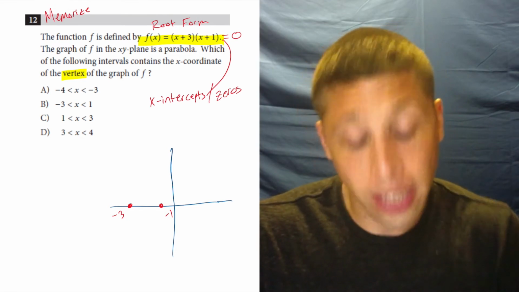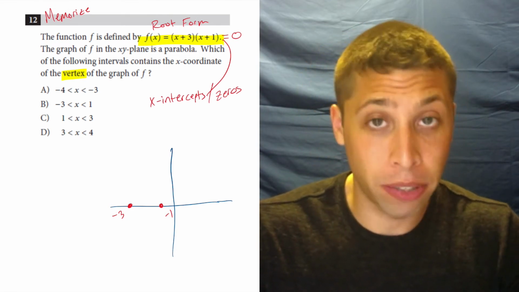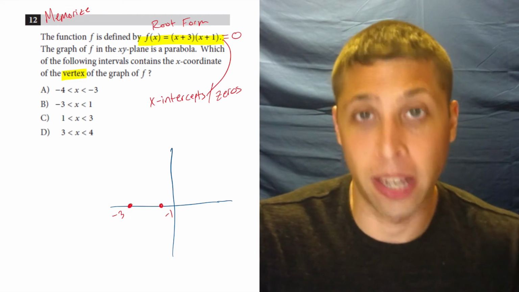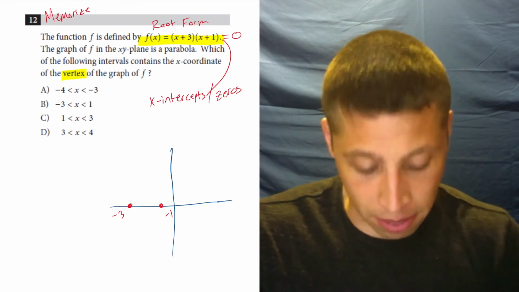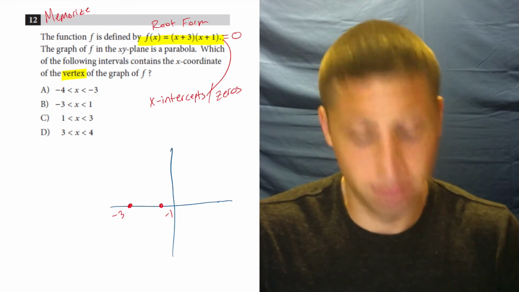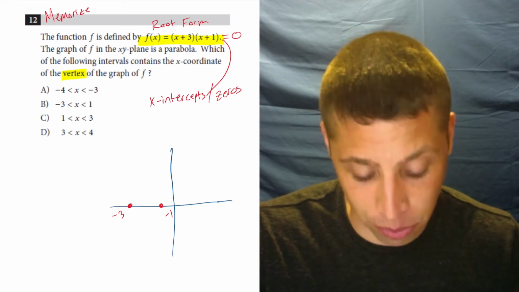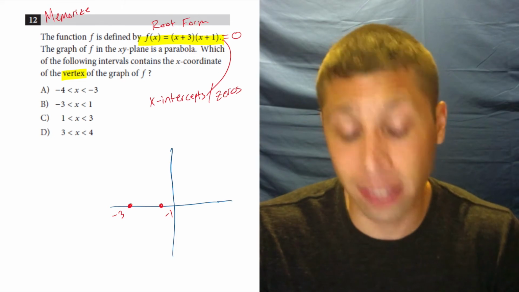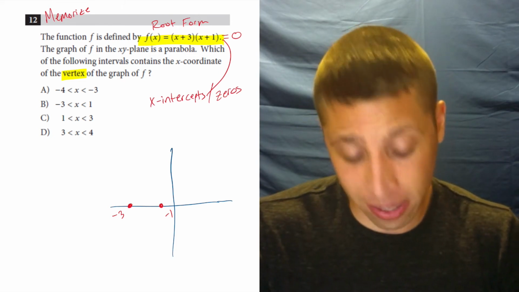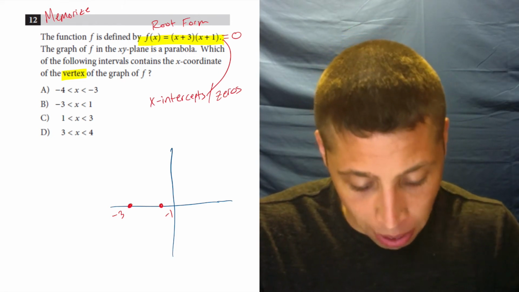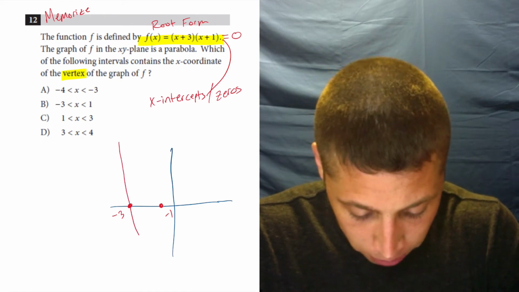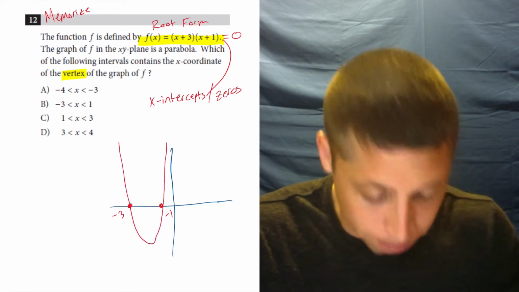Right? Because if we plug -3 into that equation, -3 plus 3 is 0, and then 0 times anything makes the whole equation 0. Same thing with -1. -1 plus 1 is 0. 0 times anything makes the whole equation 0. So that's the purpose. That's what that gives us. And now we just kind of connect the dots, right? But when we connect the dots of a parabola, there's a little bit of a curve to it, right? It's a little bit of a loop.